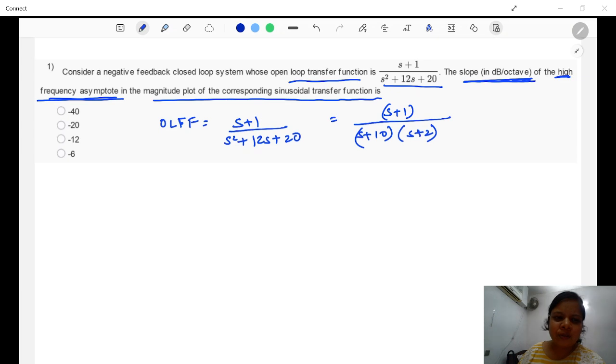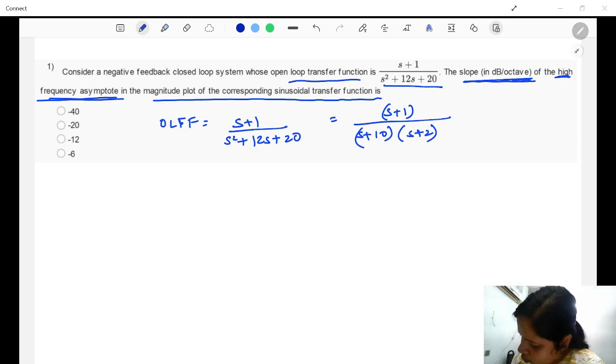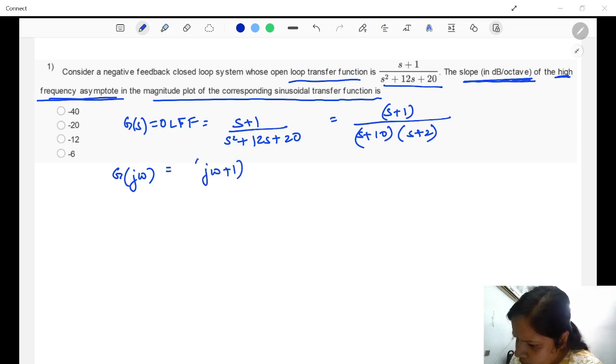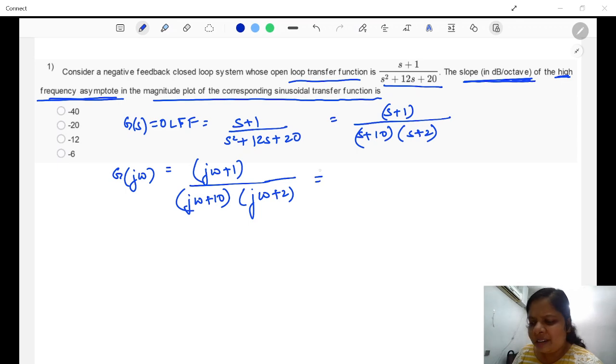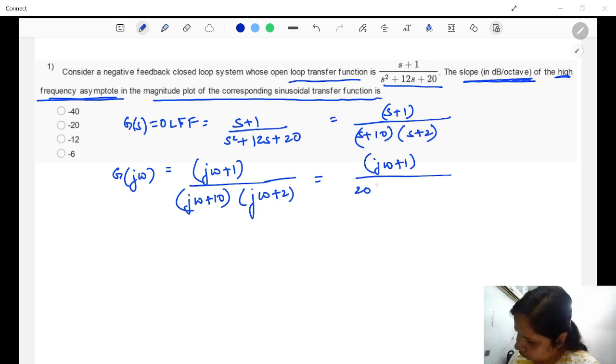Now, we want to find the slope in octave for the high frequency region. So we'll move in a very basic way. G of s, let's call this G(s). Then G of j omega is (j omega plus 1) upon (j omega plus 10) into (j omega plus 2), right? We can write it in another form also, but this form also works, like time constant form. So I'll write it just for cleanliness.